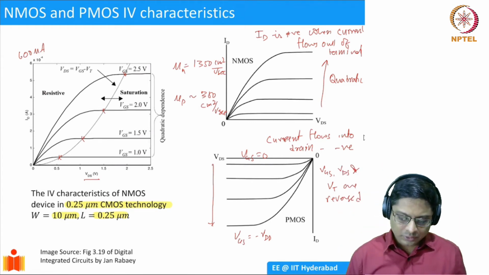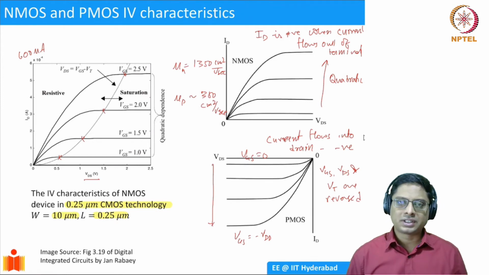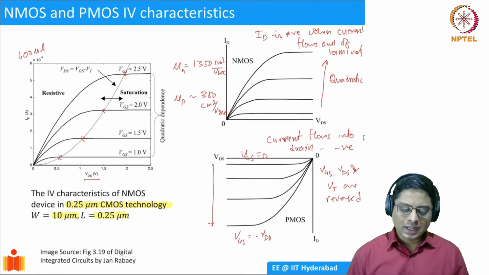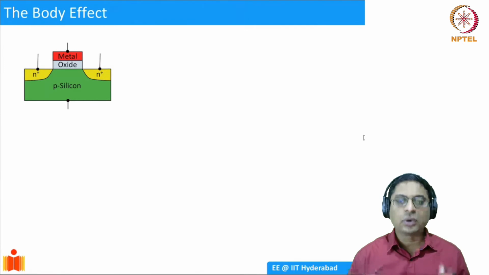So far what we have seen is that the parameters of the current expression are fixed. For example, mobility and the capacitance are all dependent on the process. W by L is fixed by the designer when you are fabricating the chip. So if you want to change the current, we have seen that VDS and VGS can be changed by the user. That is what we have so far. But it turns out that the user has another way to change the current in a transistor, and that is by using what is known as the body effect.